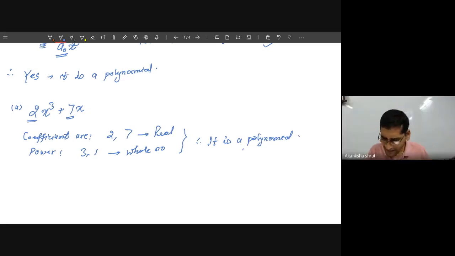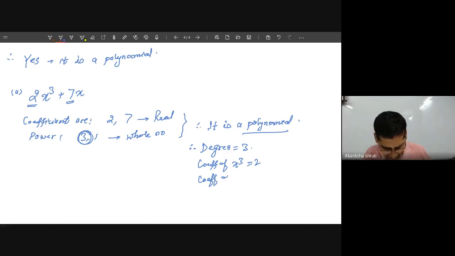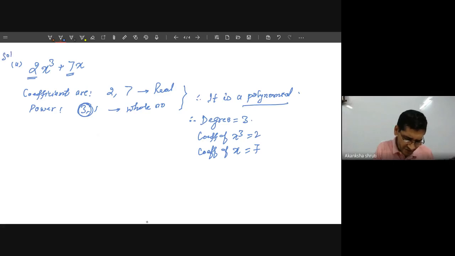When it is a polynomial, then what is its degree? Whatever the highest power that you have written here, you can directly choose it. It is a 3-degree polynomial. What is the coefficient of x cube? That you can choose. It is 2. Coefficient of x square? There is no x square term. Coefficient of x is 7. So these things were asked in the question, and this way you can answer. So this was the solution for the second one.